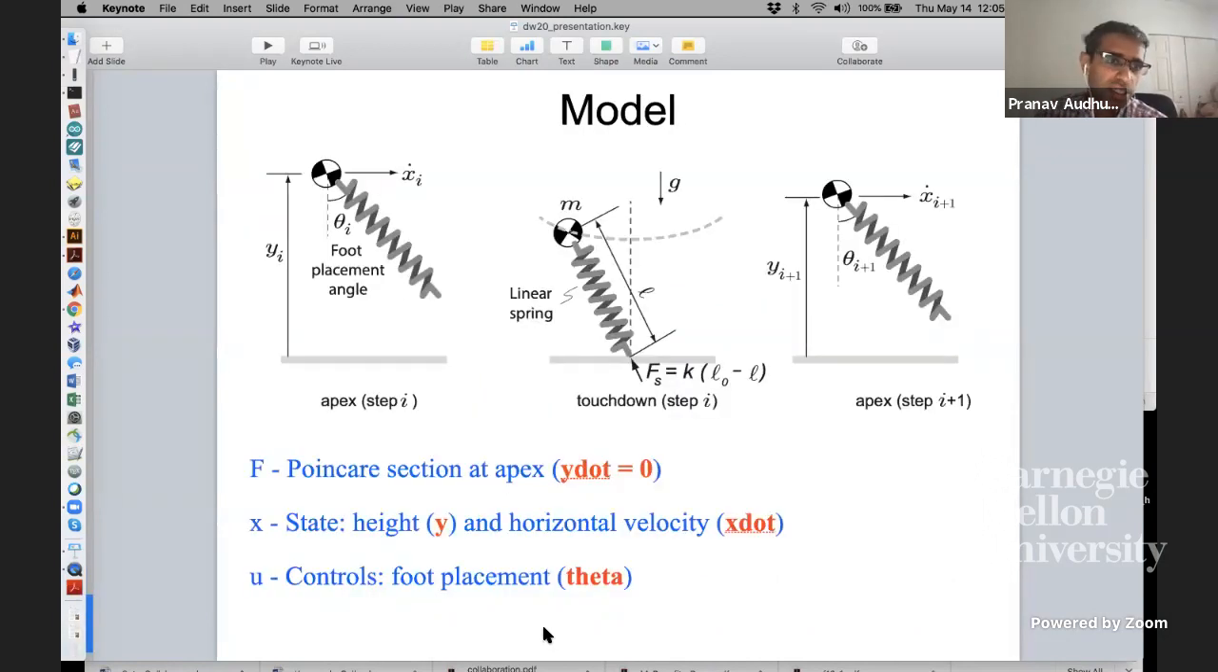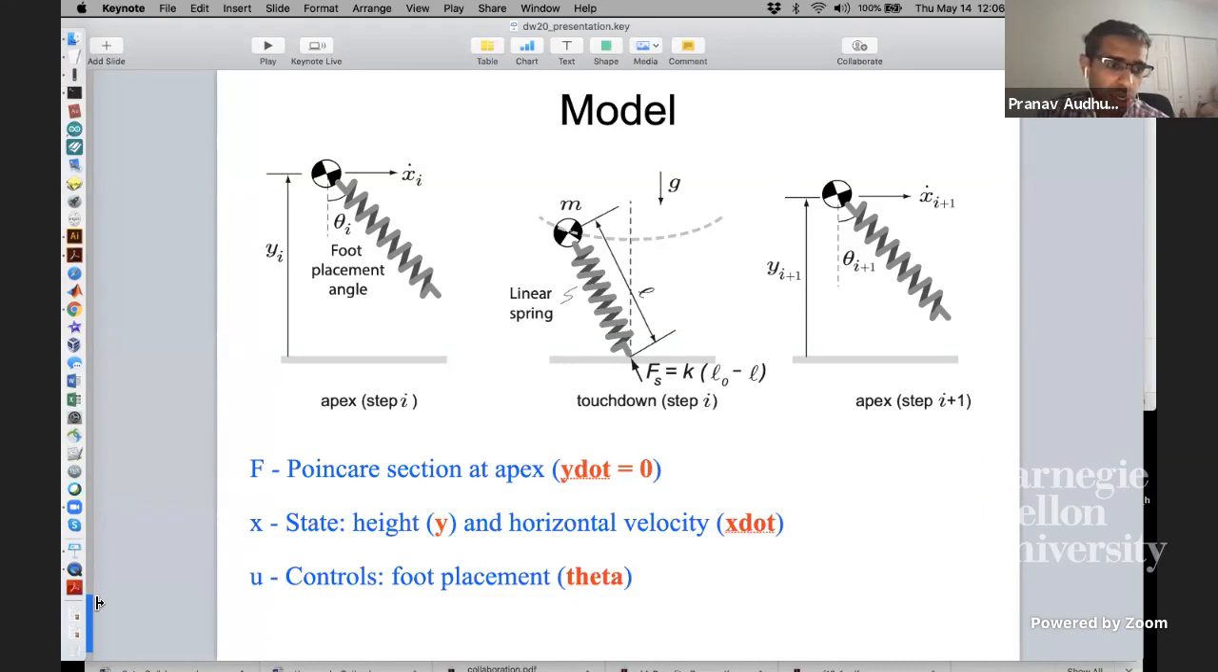So this is a toy model on which I tried this. It's the spring-loaded inverted pendulum of running. The model starts at the apex, when the vertical velocity is 0, there's a touchdown, and then there is takeoff. It ends up back at the apex. The states at the apex are the horizontal velocity and the apex height, and the control is just the foot placement angle. So can we increase the region of attraction for this particular model with this approximation?